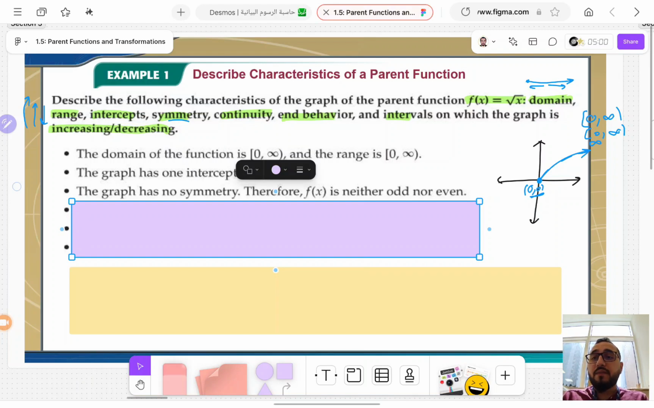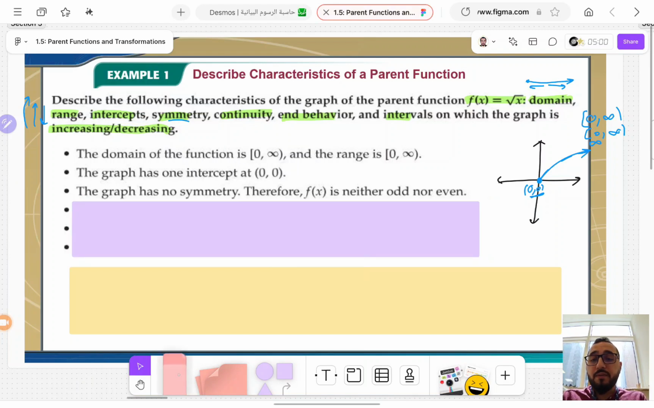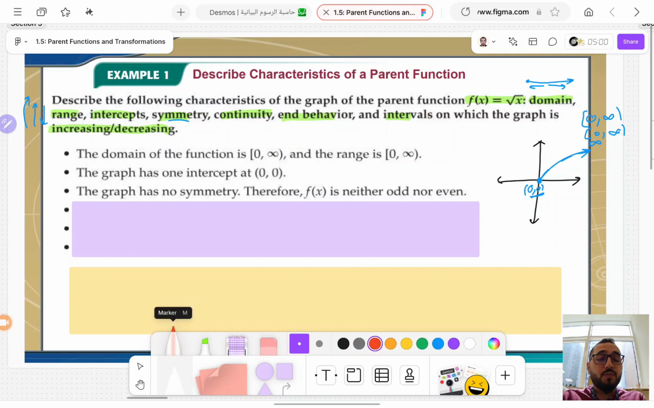Okay, what is the end behavior? If you look here, for the end behavior, we need to find the limit of f of x when x approaches positive infinity, and here on the left side, the limit of f of x when x approaches negative infinity. Now let's find the answer.